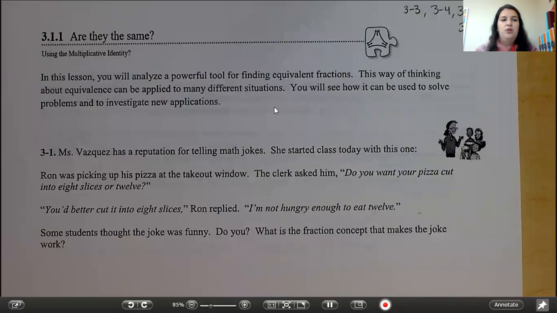Okay, hi everyone. I'm here with your 311 lesson. It's titled Are They the Same? Using the Multiplicative Identity. In this lesson, you will analyze a powerful tool for finding equivalent fractions. This way of thinking about equivalence can be applied to many different situations. You will see how it can be used to solve problems and to investigate new applications.